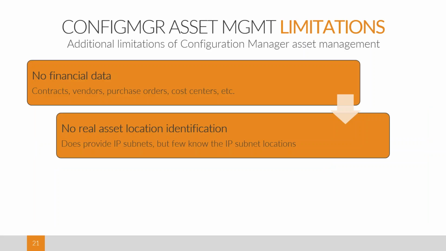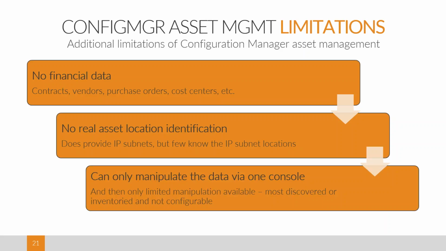No real asset location identification. ConfigMan does great on reporting IP subnets, but how many people really speak IP subnets? If you see a 192.168.5.0, do you really know where that is? Probably not. Some of you may, but the vast majority of us aren't going to know where that is. But if we see NYC data center, we definitely know where that resource is. It's in the New York City data center. You can also see your domain, maybe an OU, but that isn't necessarily as tied down or as localized as you want it to be.